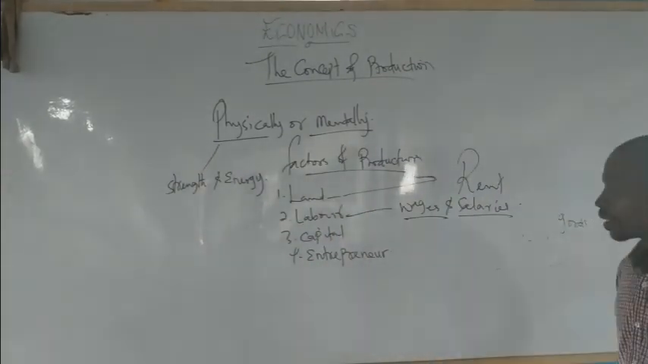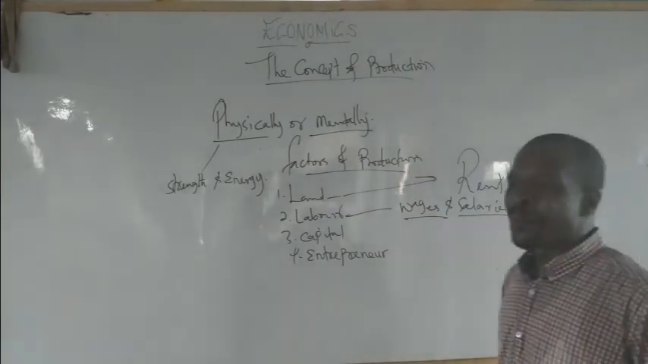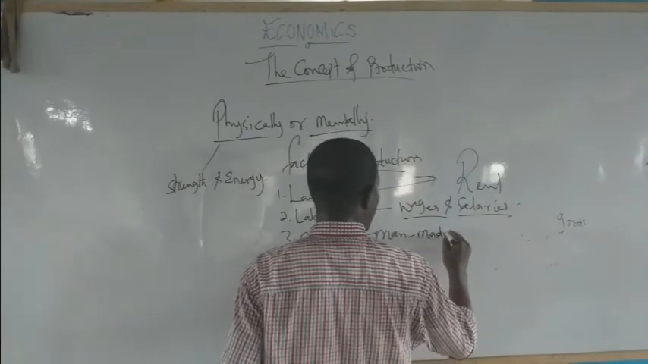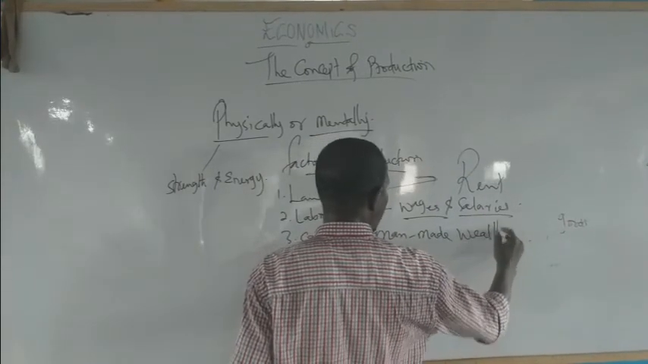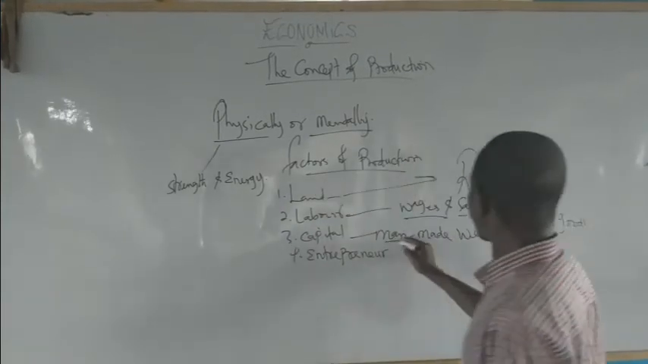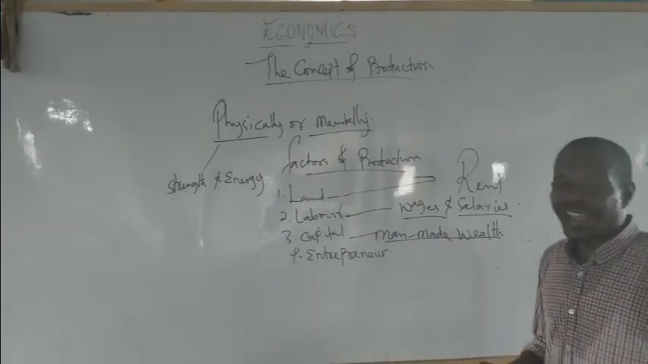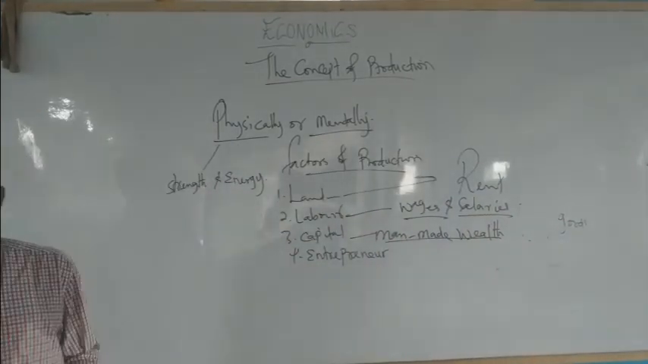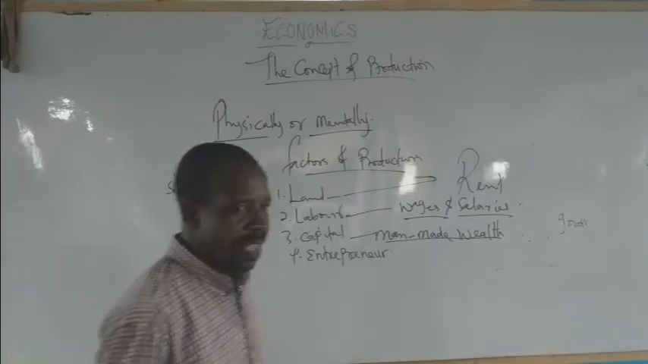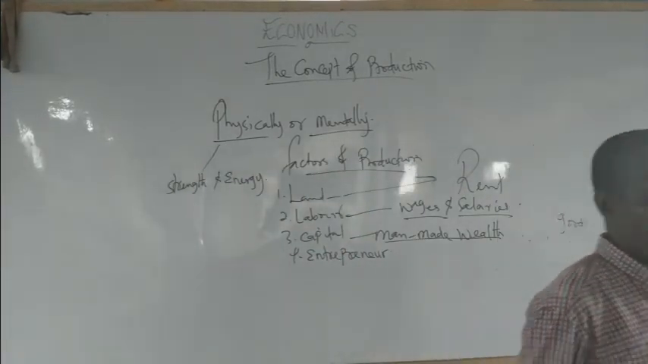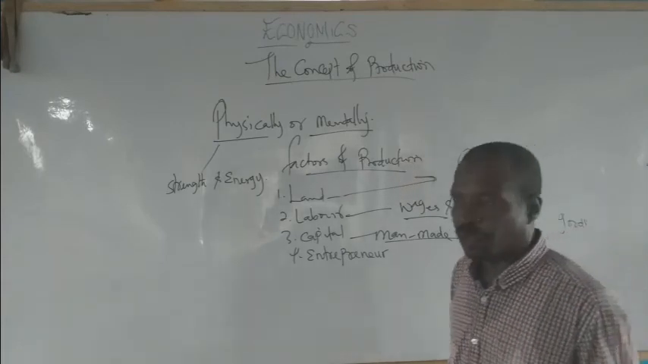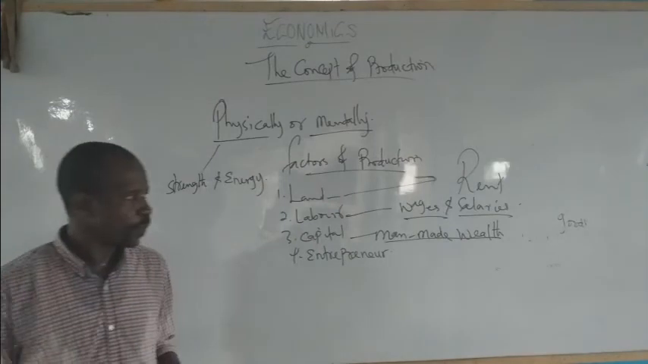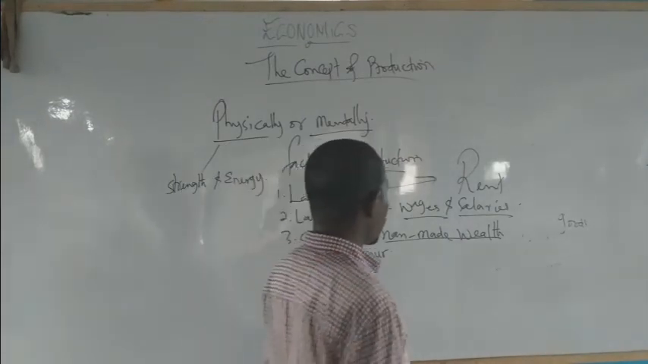Capital is man-made wealth. It is not natural, man-made wealth. It is further defined as a substantial amount of money kept by an individual or a person for future use. I repeat, capital is man-made wealth. It is also further defined as a substantial amount of money kept by an individual or person for future use.